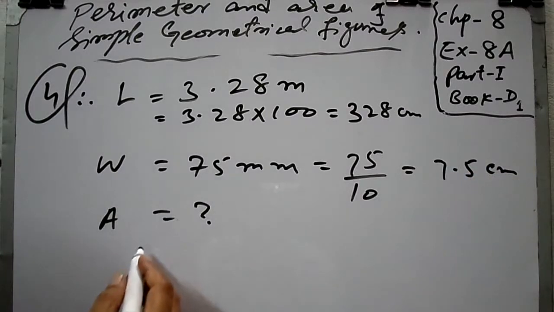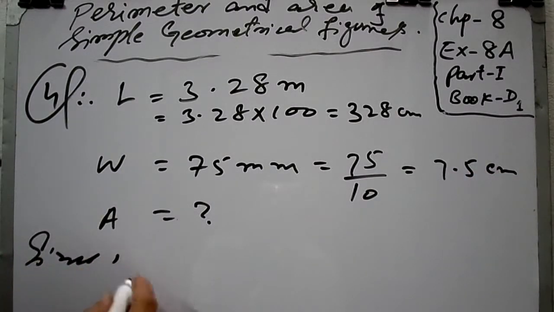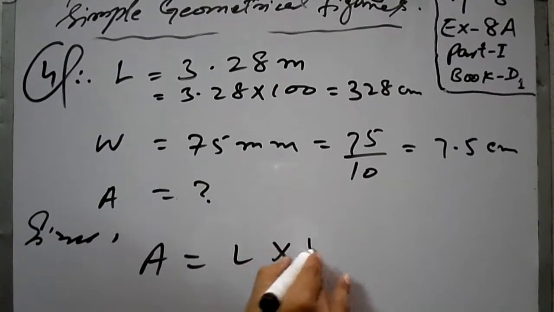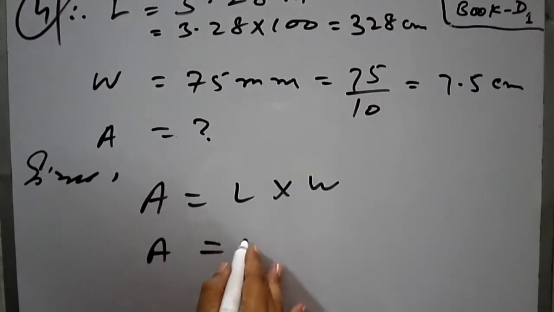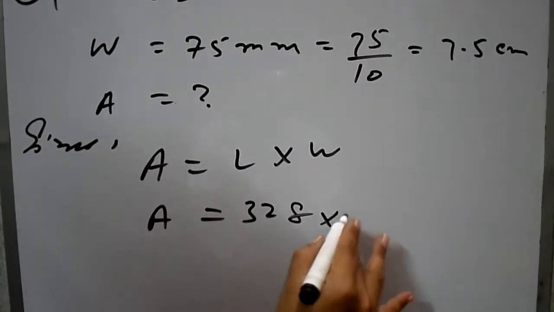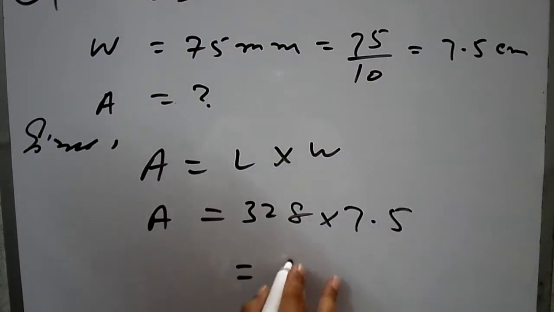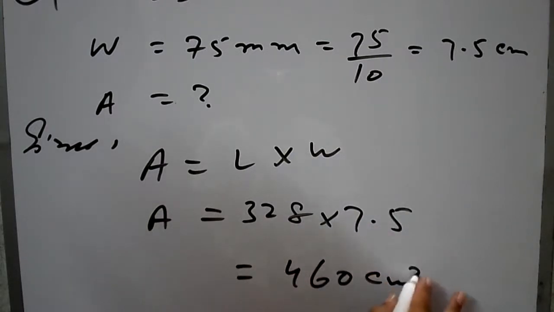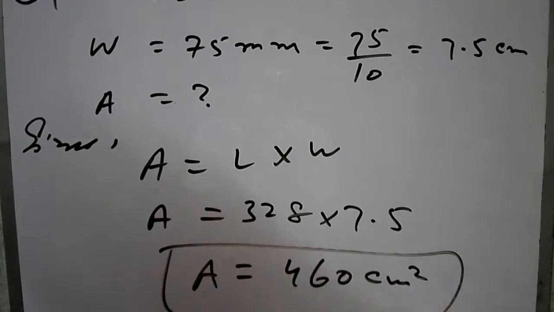So we have to find the area. Since we have a very simple formula, that is area is equal to length into width, that is length 328 multiplied by 7.5, you will get the area 2460 centimeters square. So that is your result.